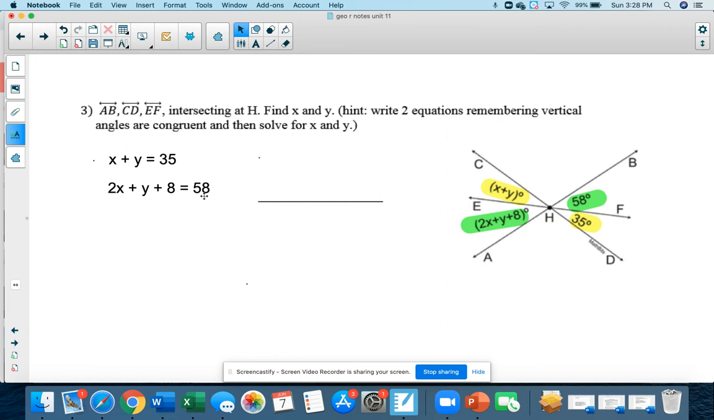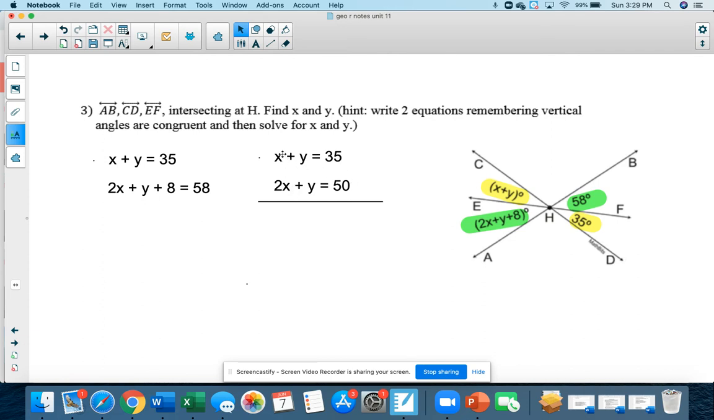Now I need to line everything up nicely. The x's are lined up, the y's are lined up, and the number on the first equation is on the right. So I'm going to subtract 8 and move that over to the other side. And I'm going to have 2x plus y equals 50. So all I did is I took this 8 and I subtracted it and I brought it over to the right so that everything is lined up nicely.